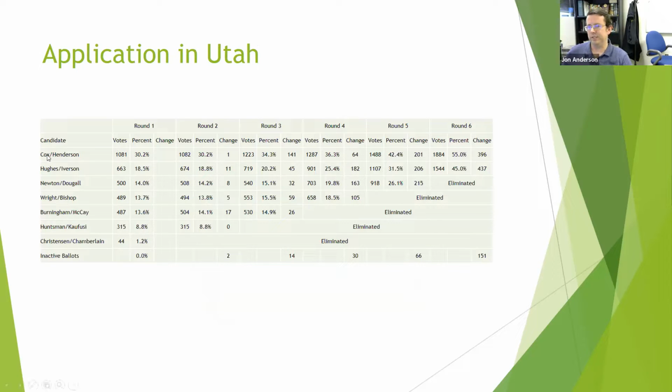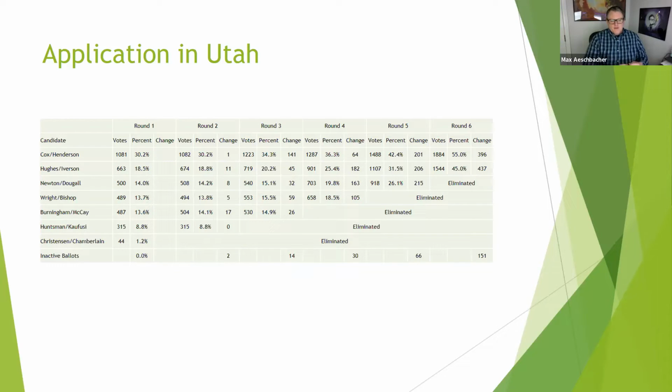So in the first round, you can see all the candidates, all of their running mates, and at the bottom, you see these inactive ballots. This is used because if someone chooses to only put a few people on their list and all of their people are eliminated, their ballot no longer counts towards the whole because they don't have any preference on who's left.